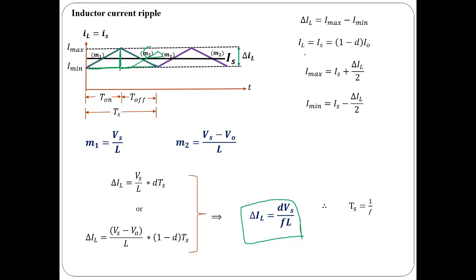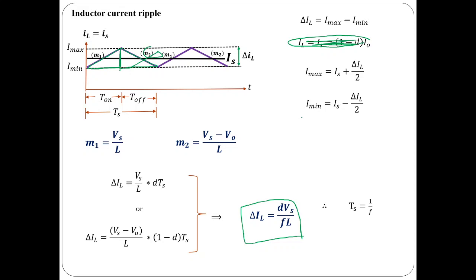And as I mentioned in the previous slide, delta IL is equal to I max minus I min. IL is same as IS. I'm sorry, this is wrong I think, so I will correct it. So I max is equal to IS plus delta IL by 2, and I min, the minimum current, is IS minus delta IL by 2. This relation I have also explained in the previous slide. So these are very, very important.